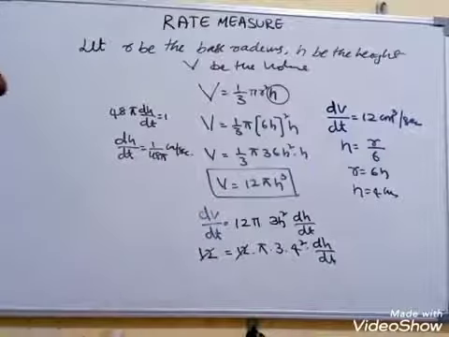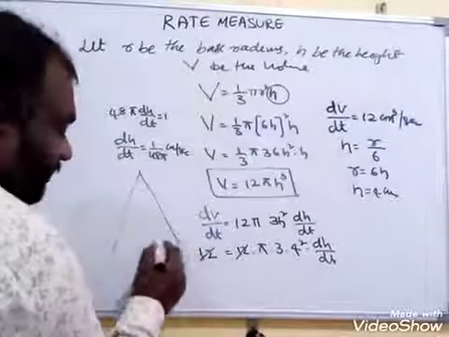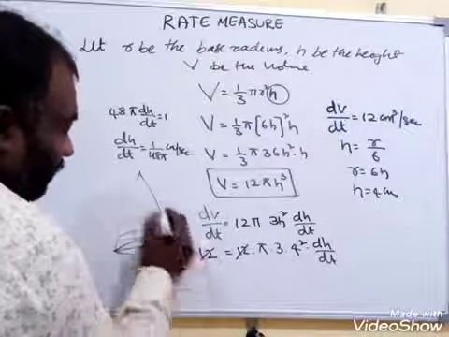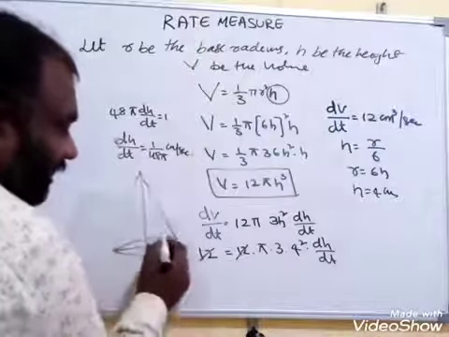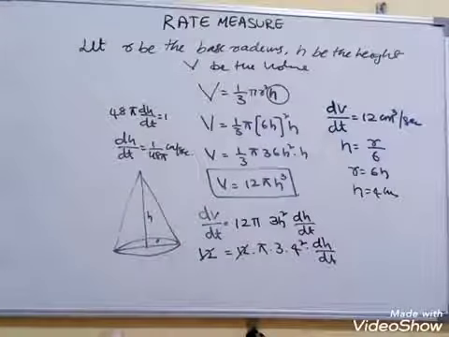And draw the diagram. It gives one nice impression. Just draw a cone, and mark this one as R and this one as H. If you draw only the cone, nothing is there, but if you draw the diagram, you are going to get some impression here.